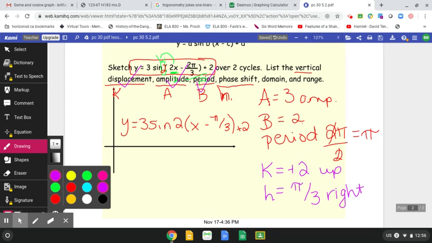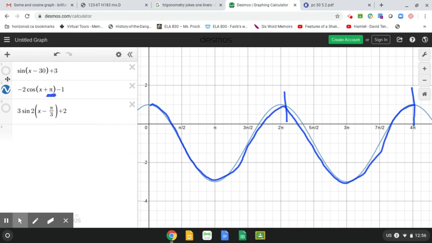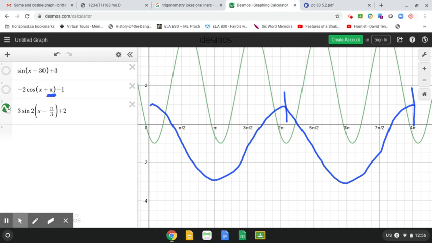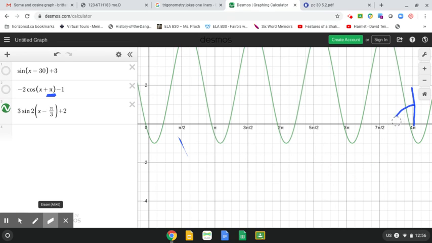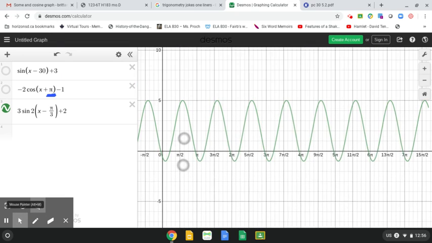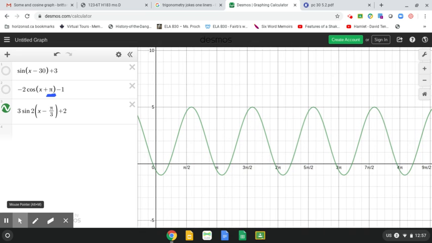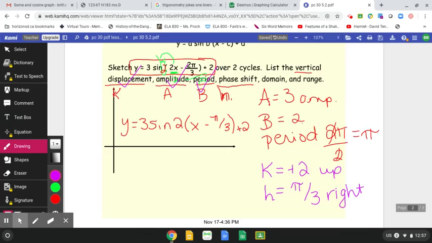And then last but not least, we need to find domain and range. In order to find that, I just put it in Desmos for us so that we could see. Here it is. I guess I should erase. Okay, so looking at this, we have our domain, which is x ∈ R. So you can write x ∈ R for domain here.